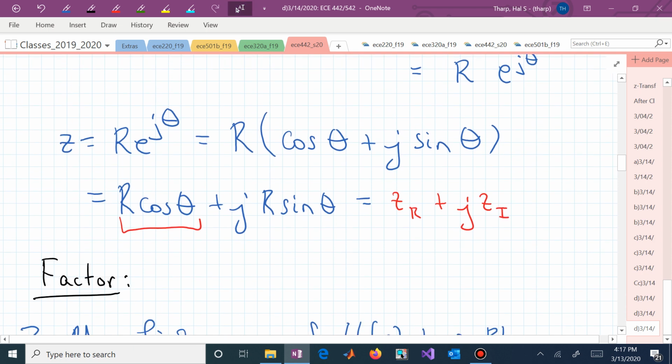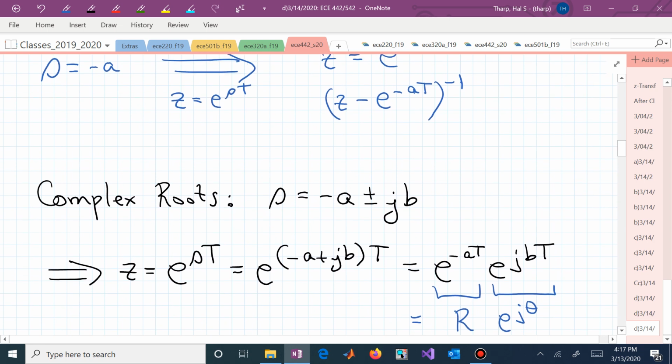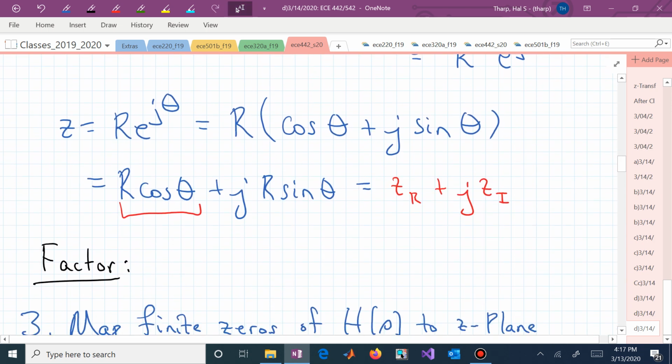Which means that if we had complex roots in the s domain, we could associate that with a factor that's equal to z minus z sub r, squared, plus the imaginary component squared. We now have a quadratic factor. It has real coefficients. The real part is z sub r, and the imaginary part is z sub i.